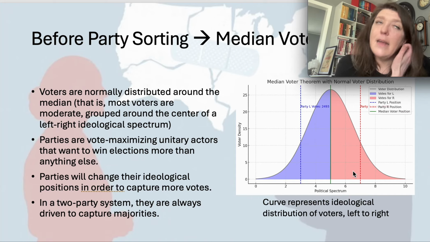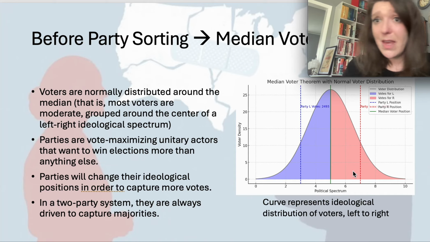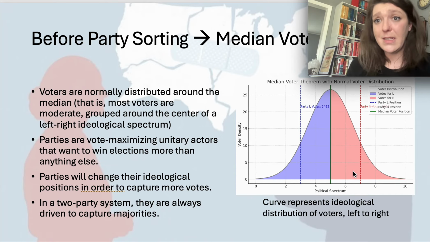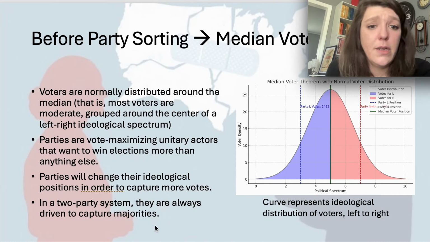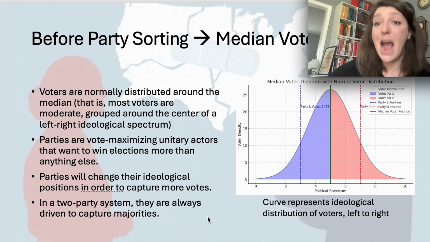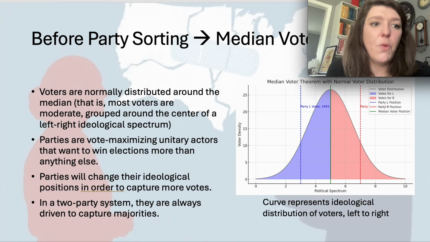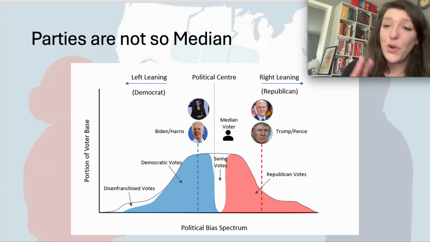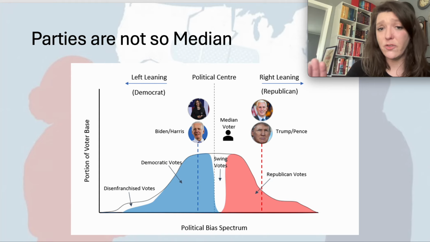And the idea was, even if parties preferred to stand for other things, even if they had certain goals and ideas, they would still move to the center so they could capture all those centrist voters. They're always driven to capture majorities, get the most people they possibly can. But what Fiorina is arguing is that we're not seeing that anymore. We're not seeing the parties be particularly centrist. We're seeing them move more towards the extremes.